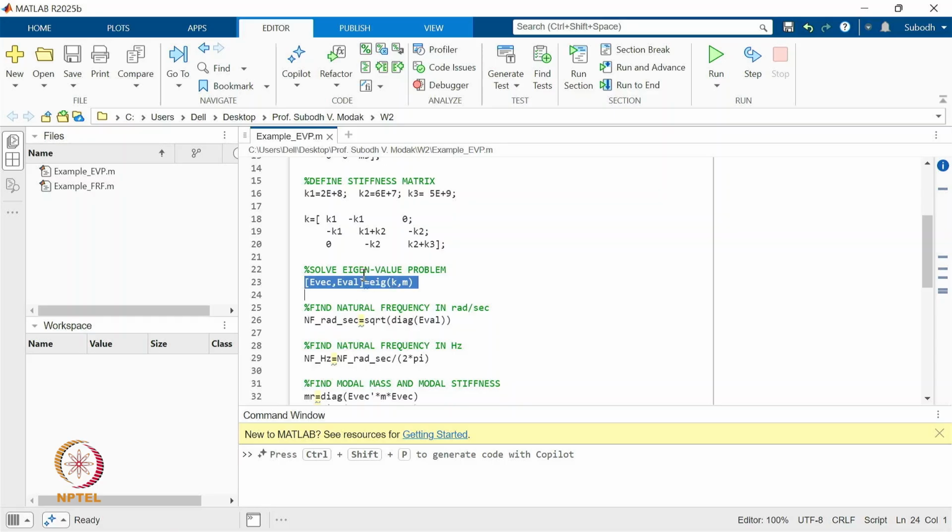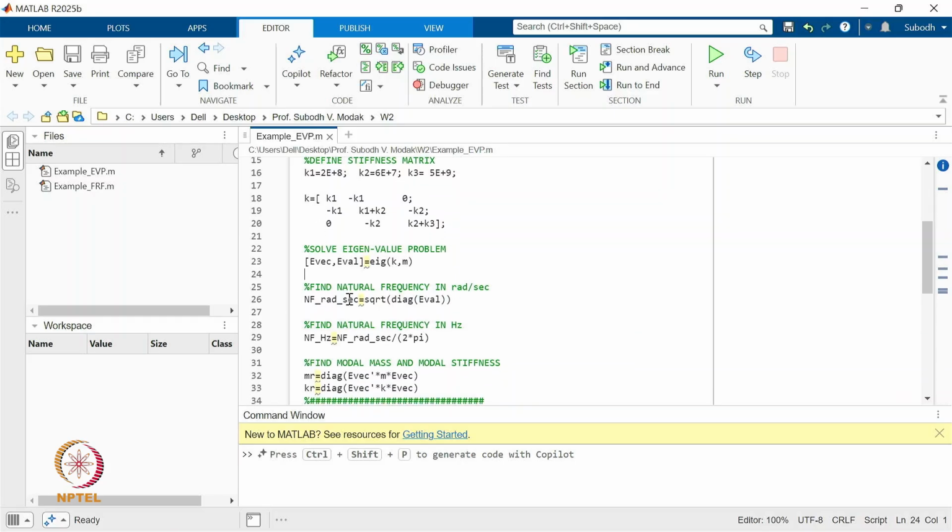On the left hand side you can see the outputs we get. The first output is the eigenvectors, and eval is the eigenvalue. So evec is the eigenvector matrix and eval is the eigenvalue matrix. That is what we get as the output. Generally, these eigenvector matrices come normalized with respect to the mass matrix, so you would see that they are already mass normalized.